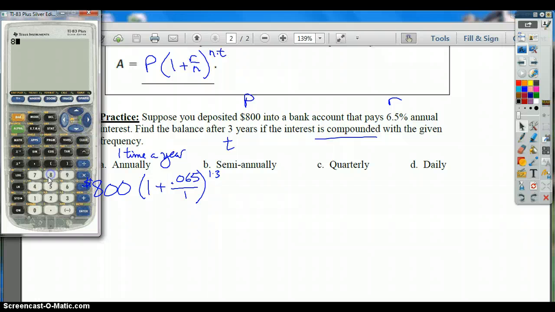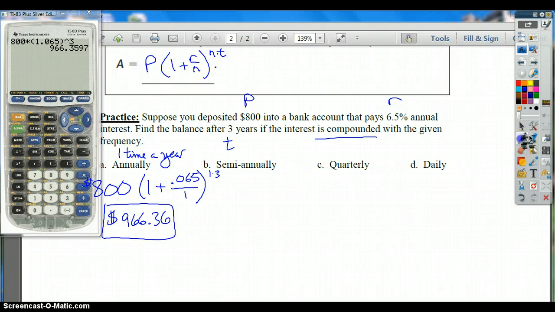All right, so let me get my calculator and let's punch this in. So we have 800 times 1.065. I would love to get 6.5% on any money that we invest. But that is what you would have after 3 years. So you make about $166. So our total is $966.36.